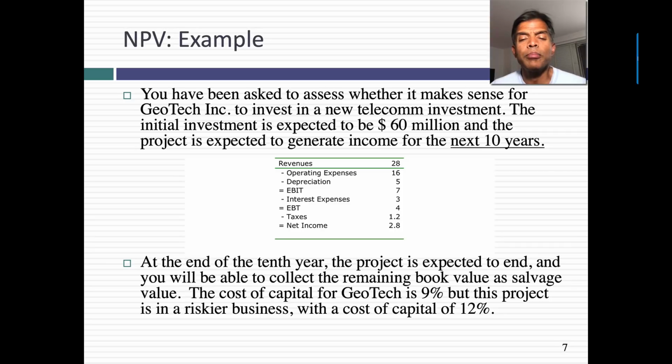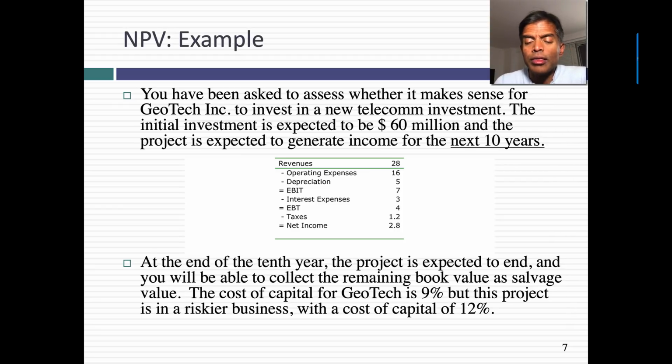So let's take an example for net present value. This is a project where a company is planning to invest in a new telecom investment. The initial investment is expected to cost 60 million. The project is expected to generate income for the next 10 years, and you're given the annual number. So every year you're going to get the same income. So I've given you revenues minus operating expenses minus depreciation. I come up with earnings before interest and taxes. At least in the statement I've given you, I subtract out interest expenses, come up with earnings before taxes, subtract taxes, and I come up with net income.